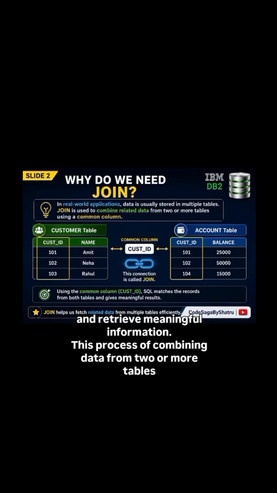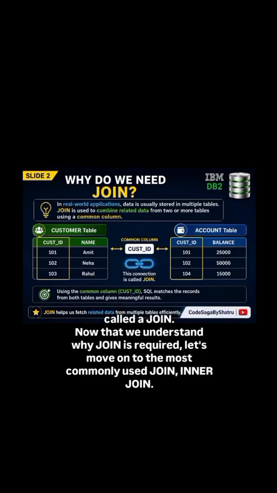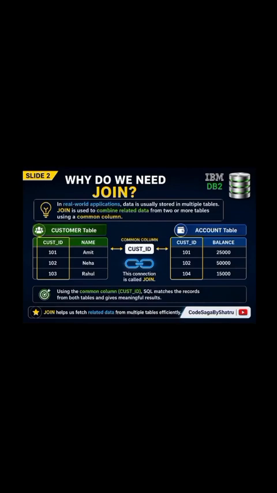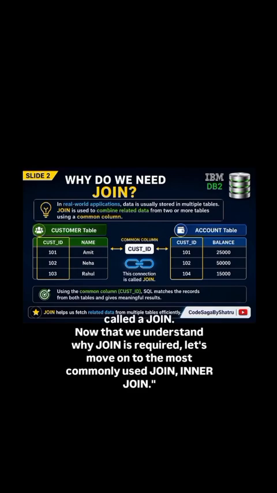This process of combining data from two or more tables is called a join. Without join, we cannot retrieve related data that is stored across multiple tables. Now that we understand why join is required, let's move on to the most commonly used join, which is inner join.